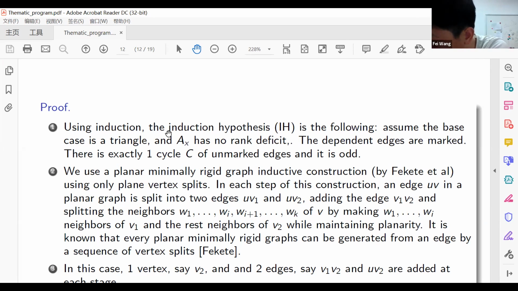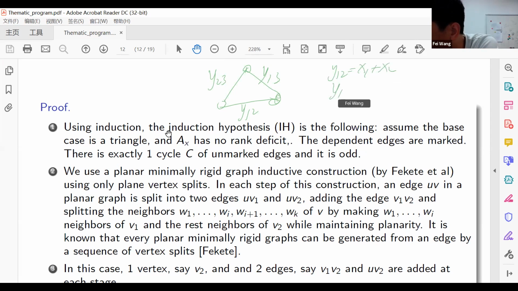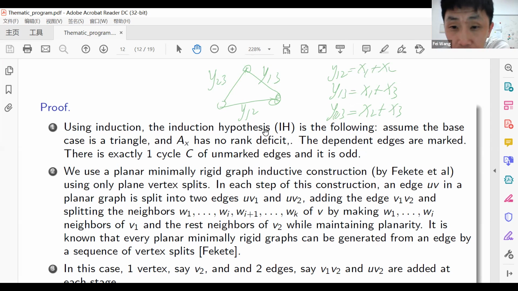For example, in this triangle, there is no linear relation between these three edges y12, y23, y13. So y12 is x1 plus x2, y13 is x1 plus x3, y23 is x2 plus x3. So there is no rank deficit. So when we start from a triangle, this triangle has no rank deficit, and the corresponding Ax has no rank deficit.